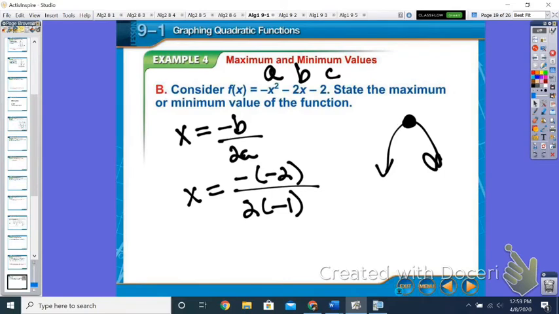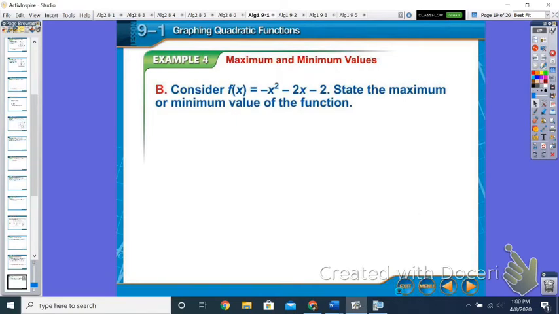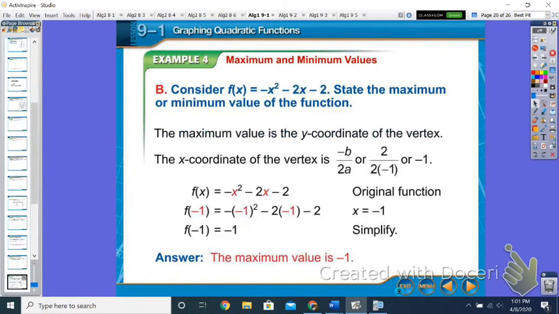Right, so negative b would be -2 over 2a, and a is -1. If you simplify that, that's +2 over -2, which is -1. So you figured out that the x-coordinate of your vertex is -1. Then you substitute that back in to find the y-coordinate of your vertex. But for the sake of time, you have it right there, right? So it says the maximum value is -1.